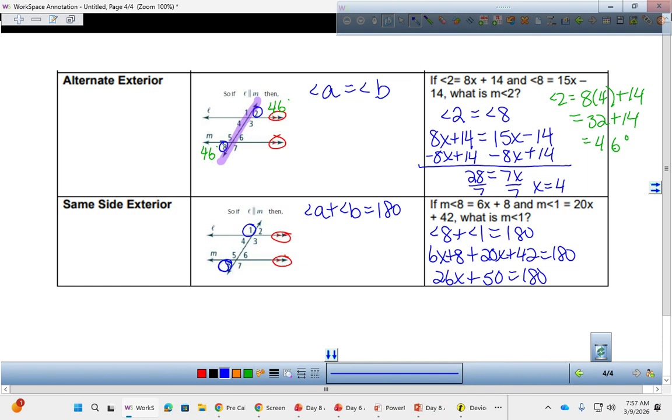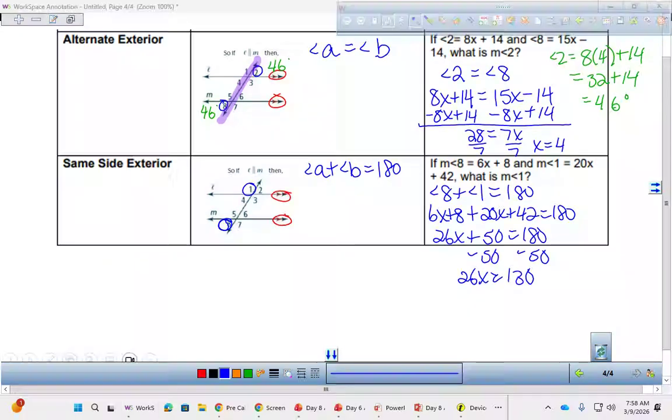And so all I'm doing here is just combining like terms. Someone want to tell me what this is? Anybody go ahead?